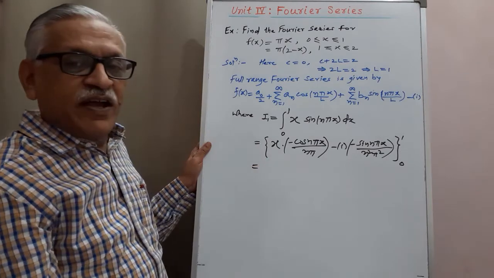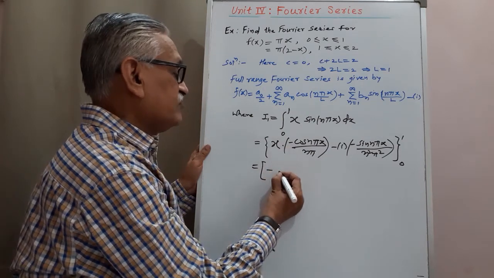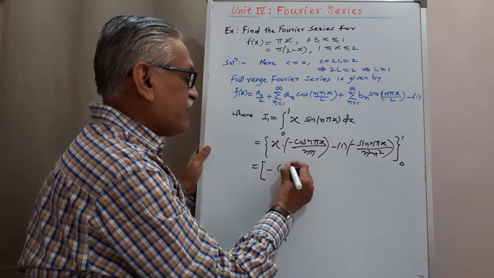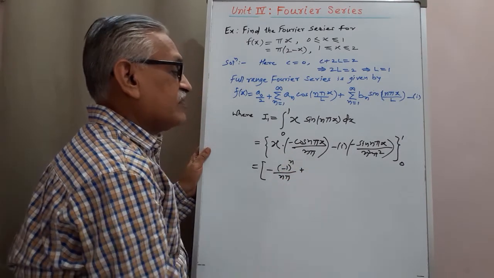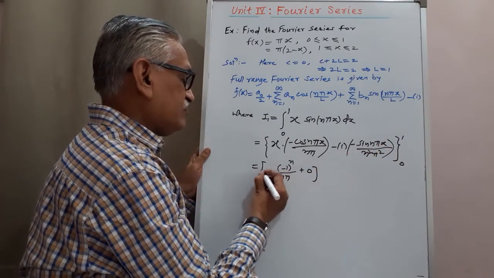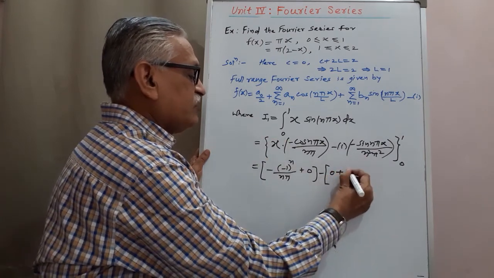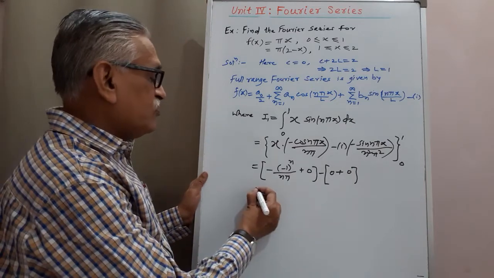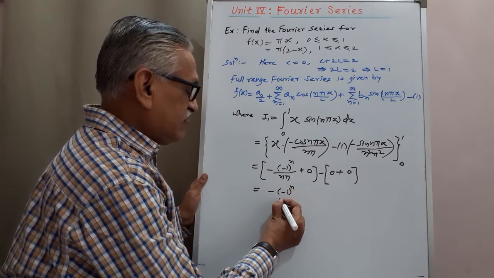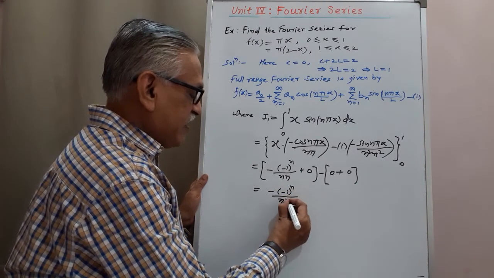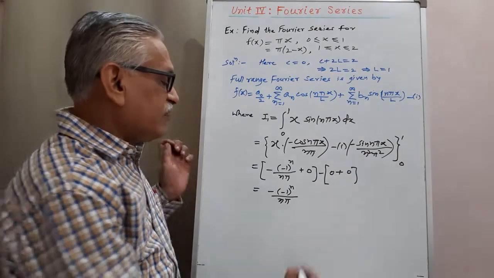Once again sin n pi and cos n pi, we get here minus cos of n pi, the value of cos n pi is minus 1 raised to n by n pi, sin n pi is 0, minus lower limit when x is 0, 0 and sin 0 is 0, and therefore that value is minus of minus 1 raised to n divided by n pi, as equation number 8.